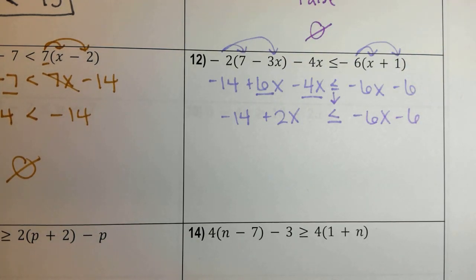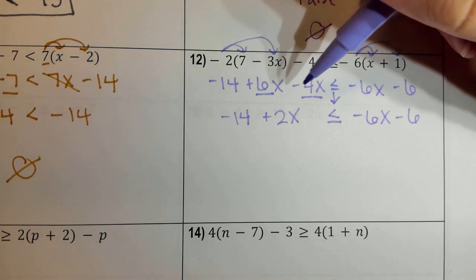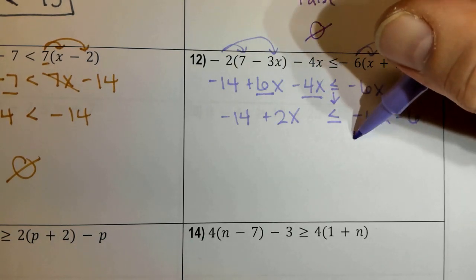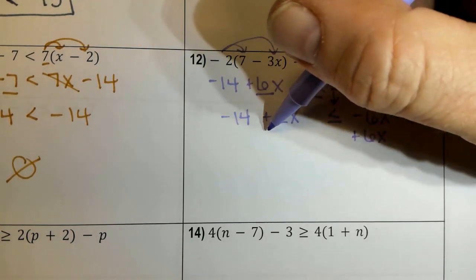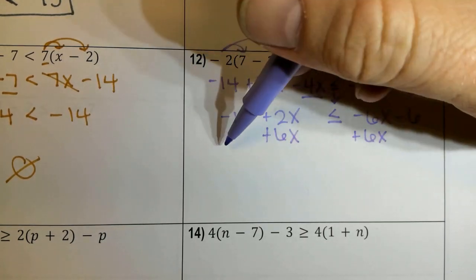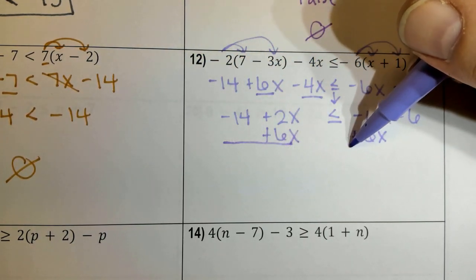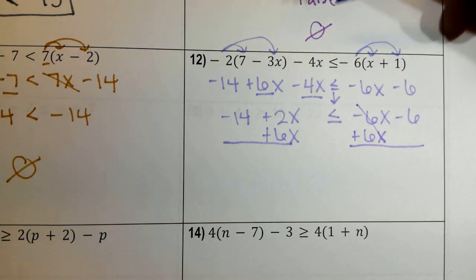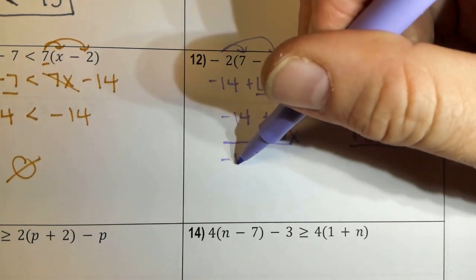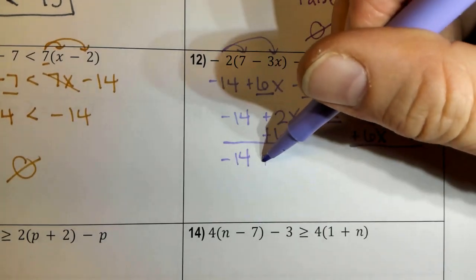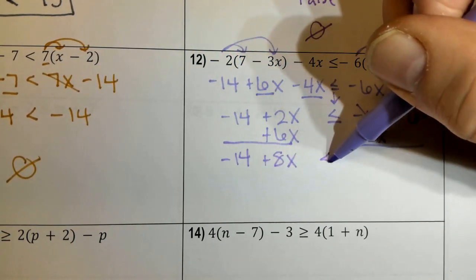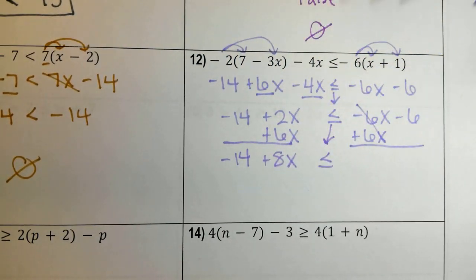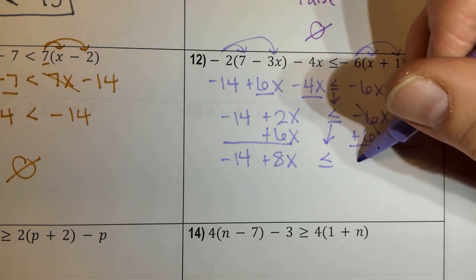All right, now I move my x's to the same side. So between 2 and negative 6, my negative 6 is smaller, so I'm going to move that. Remember, that kind of prevents you from having to divide by a negative in the end. So that's why I do that. So 6 plus 2 is now 8x. Please don't forget the inequality, and don't put equals. That is totally different and not correct. You'll get it wrong.